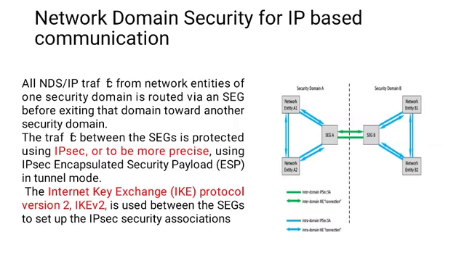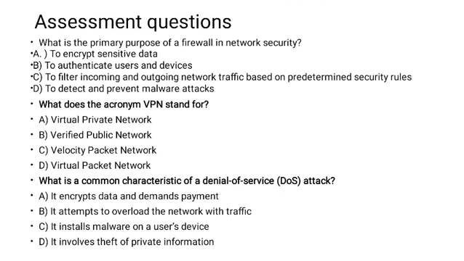This diagram shows NDS/IP traffic between network entities. Traffic from one security domain is routed via an SEG when exiting the domain towards another security domain. The Internet Key Exchange protocol version 2 is used by the SEG to establish the IPsec security association.